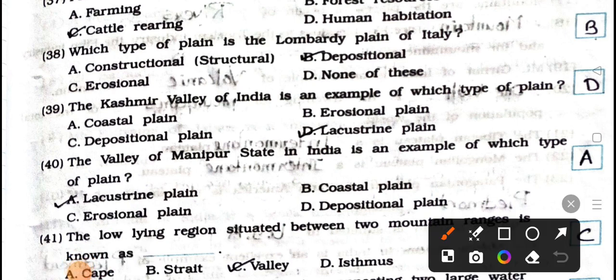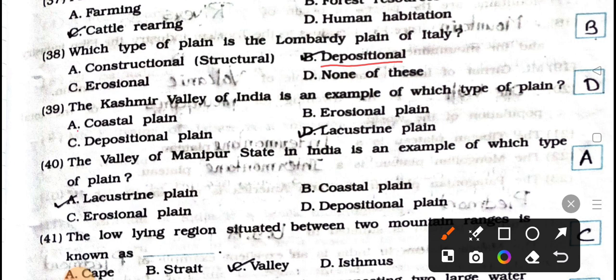Number 38. Which type of plain is the Lombardy plain of Italy? A. Constructional, means structural. B. Depositional. C. Erosional. And D. None of these. Answer is option B, Depositional.